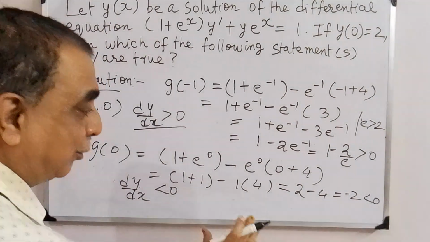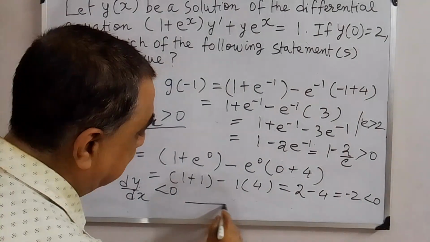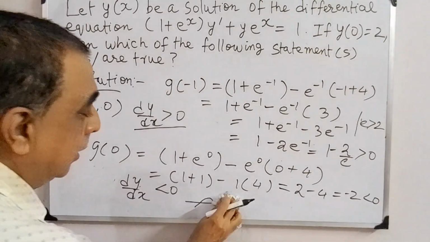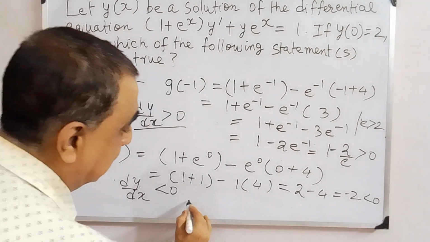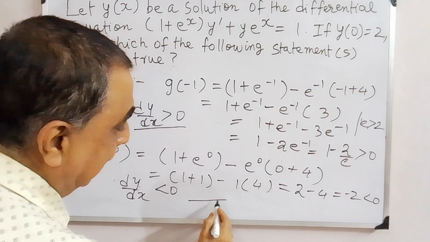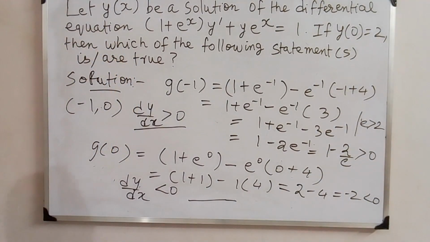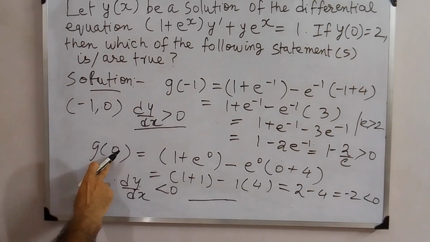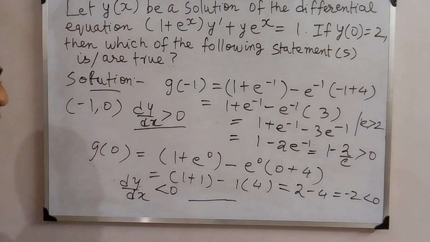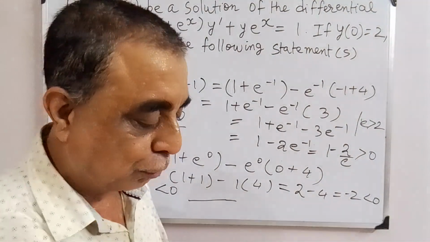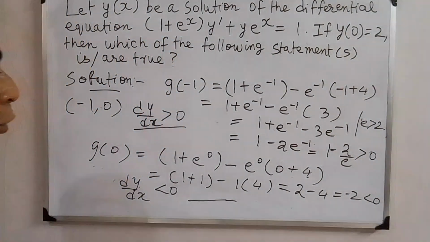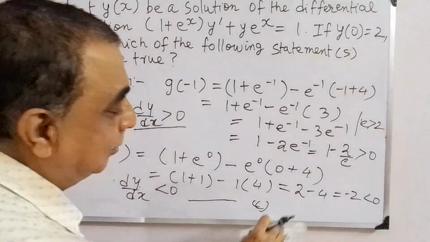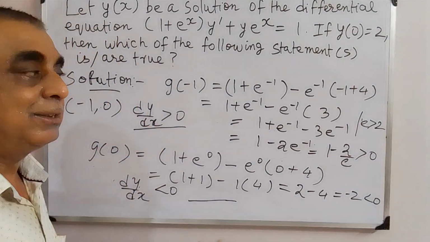So there has to be some point between -1 and 0 where the graph has to cut the x-axis. Only then will it be increasing at -1 and decreasing at 0. So there has to be a critical point between -1 and 0. So option C is correct and option D is not correct, because D was saying that there is no critical point.